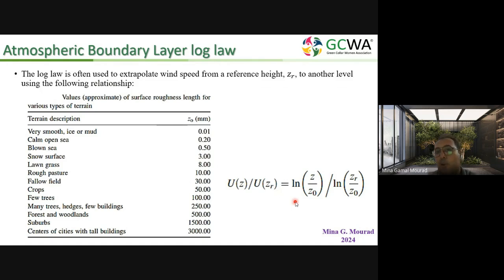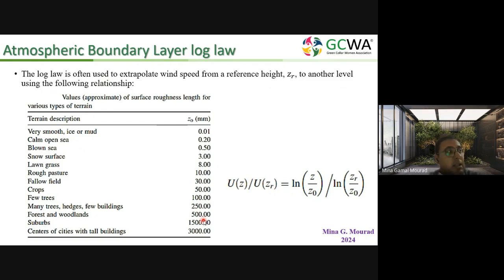So the boundary layer, or the log law, is considering the boundary layer in its calculations. Z node is the roughness, or the boundary layer thickness, that exists according to the topology of the site. If we have very smooth terrain like ice or mud, Z node equals 0.01 millimeters. If we're talking about crops or a few trees, it's about 100 millimeters. If we're talking about the center of cities with tall buildings and skyscrapers, we can speak about 3000 millimeters. That's what we consider for Z node.